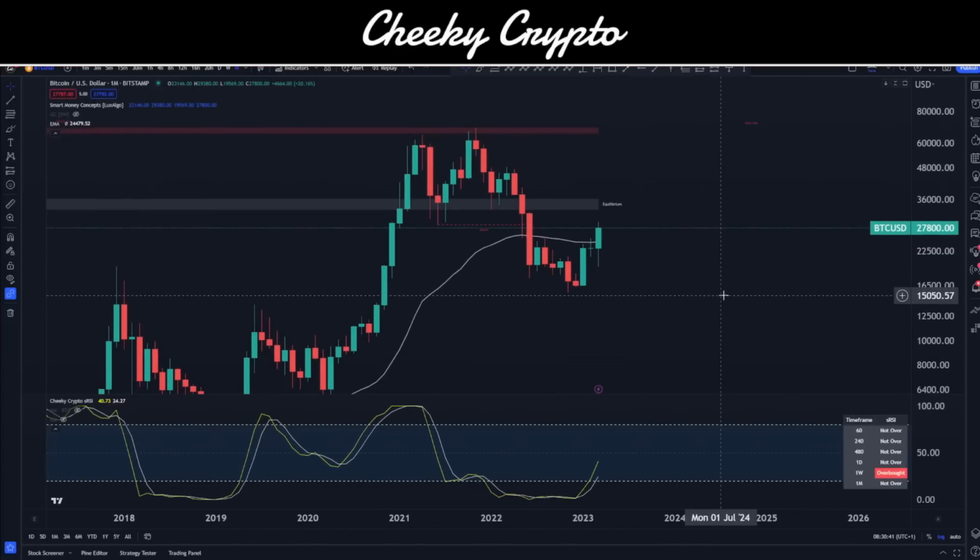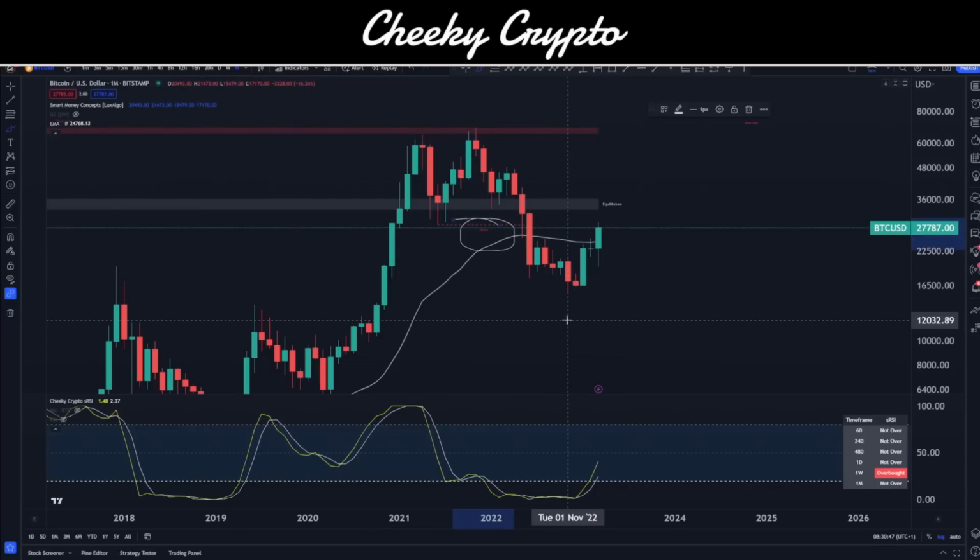We can't just look at the good, we have to look at the bad as well. And the bad is that smart money concepts is telling us that we do have a bearish situation at the moment on the monthly time frame. Even if we do close above that 50 EMA, that hasn't changed our structure.